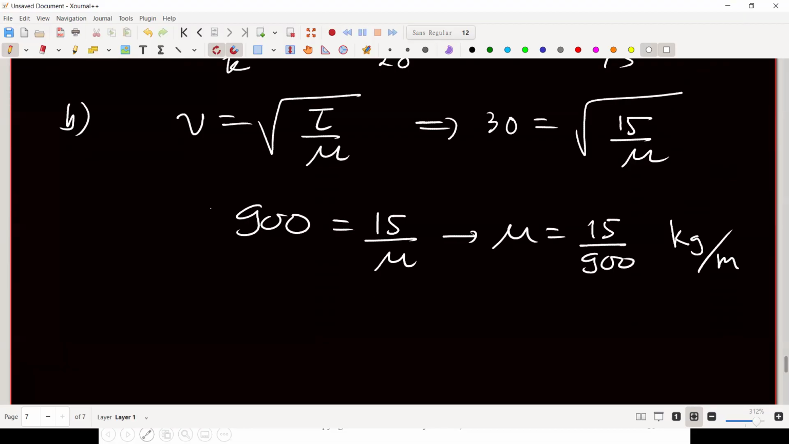Okay, any questions? Okay. Yeah, I think this one is 1 divided by 60, right? Kilograms per meter.